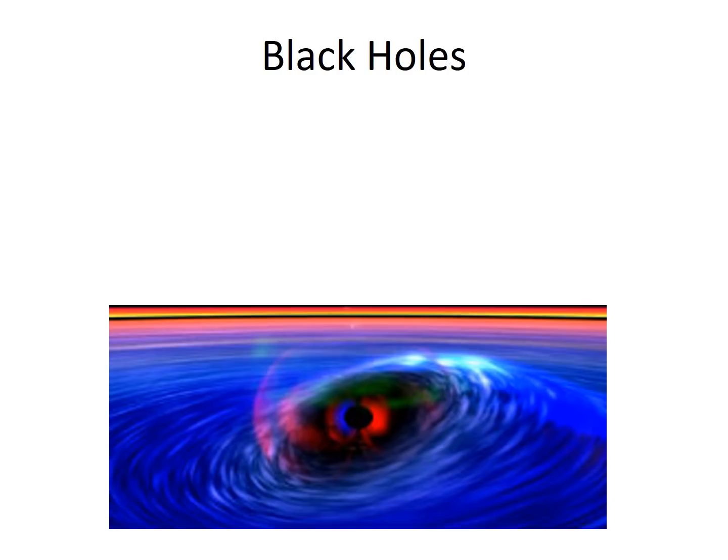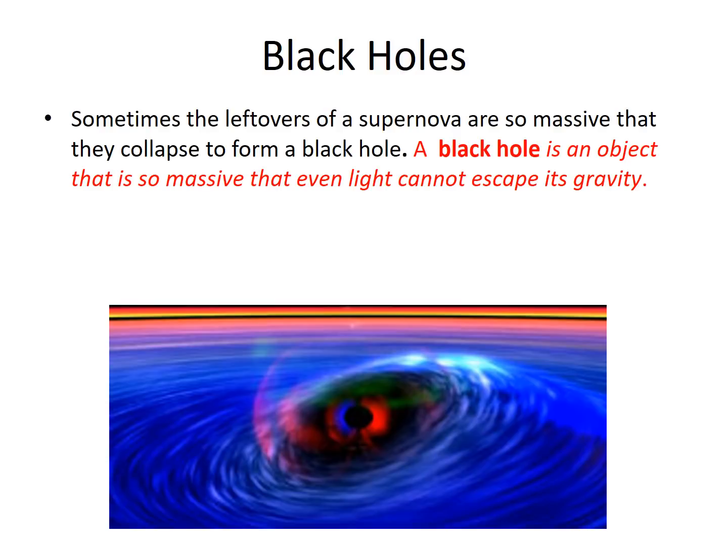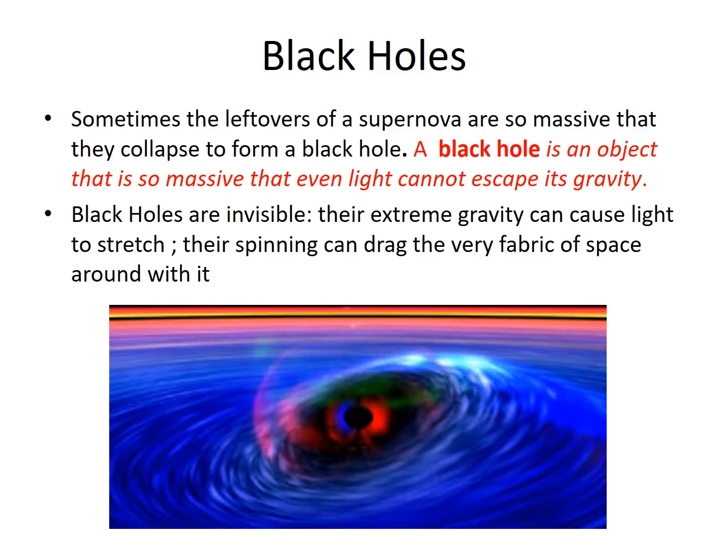Everyone's favorite is black holes. Sometimes the leftovers of a supernova are so massive that they collapse to form a black hole. A black hole is an object that is so massive that even light cannot escape its gravity. Black holes are invisible. Their extreme gravity can cause light to stretch. Their spinning can drag the very fabric of space around them.